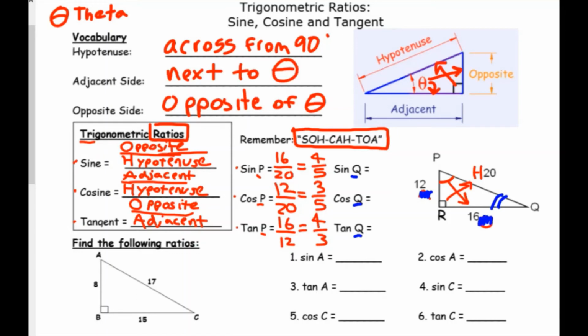So I'll say that again. Anytime you're doing these problems and they change the angle, O and A are going to change. So starting at Q, what's my new O? 12. H is always across from the 90, and my A is the leftover. Okay? So again, if you change angles, you're going to change O and A.